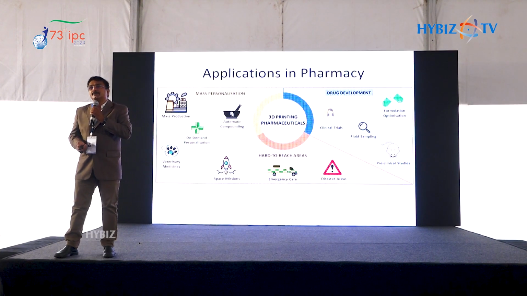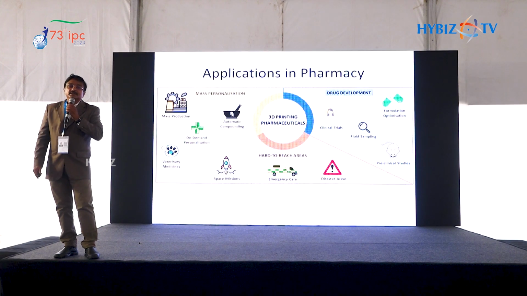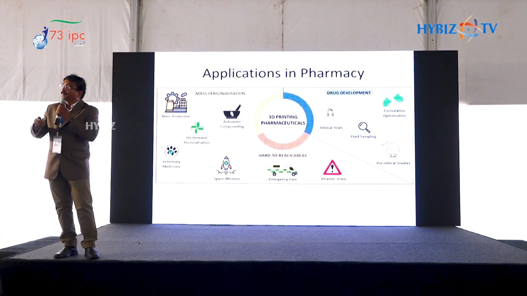So using 3D printing, you can just prepare what you need. Suppose you want to perform a phase 1 clinical trial, you want 500 tablets, only 500 tablets can be prepared using a 3D printer. Whereas in the conventional way, they have to prepare 1 lakh tablets, 2 lakh tablets for a batch, where cost is very, very high.